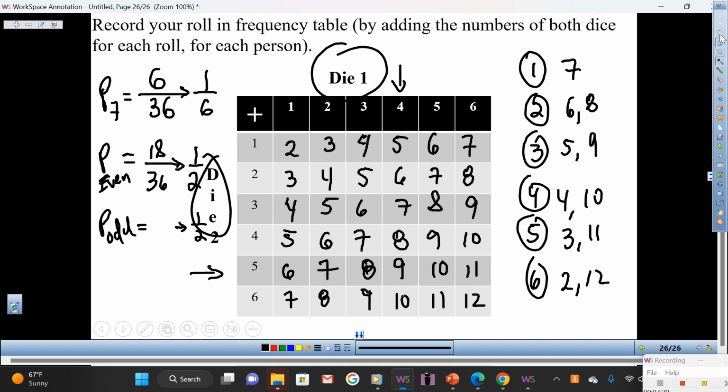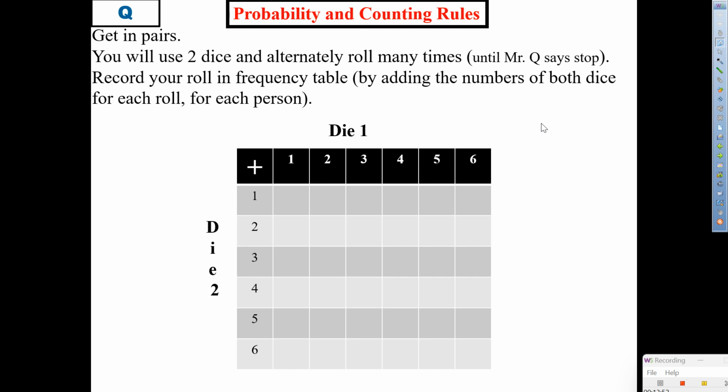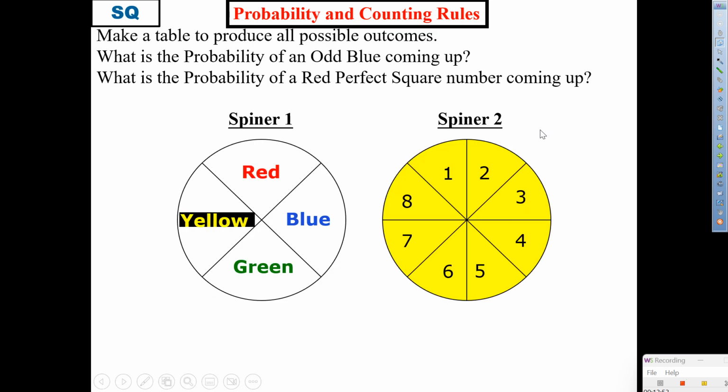All right, copy this one down, please. Example, supercube. And it reads, make a table to produce all possible outcomes. What is the probability of an odd blue coming up? What is the probability of a red perfect square number coming up?